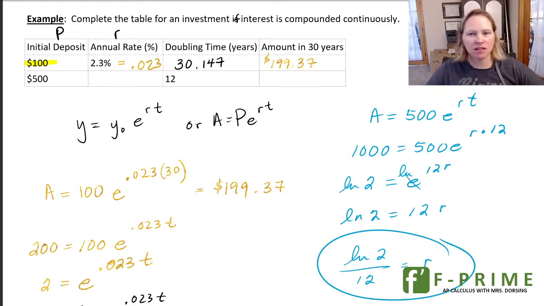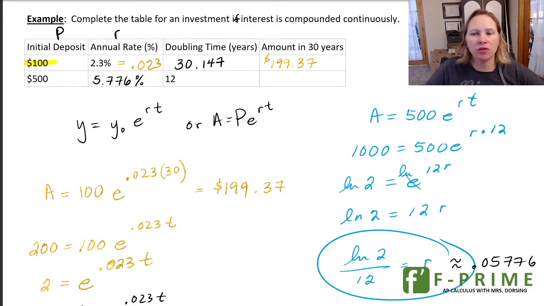So whatever that decimal value is, that's the answer that I'll be putting in my box. So I get about 0.05776, which I'll round to 3 places here. 5.776% is my annual rate with the given information. And then the last thing I'll do is find the amount after 30 years.